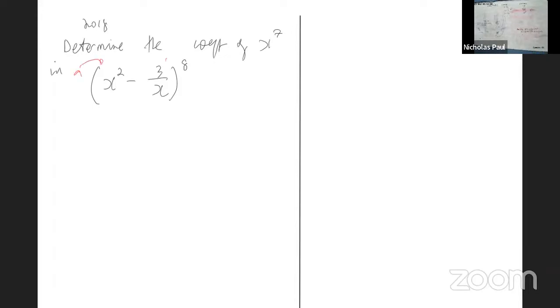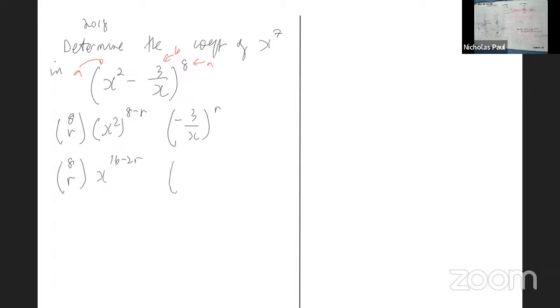Right, you have your A, you have your B. Remember your B is minus 3 on x, and you have your N. So you have 8Cr times x squared to the 8 minus r times minus 3 on x to the r. When you simplify this, you'll get 8Cr times x to the 16 minus 2r times minus 3 to the r over x to the r.